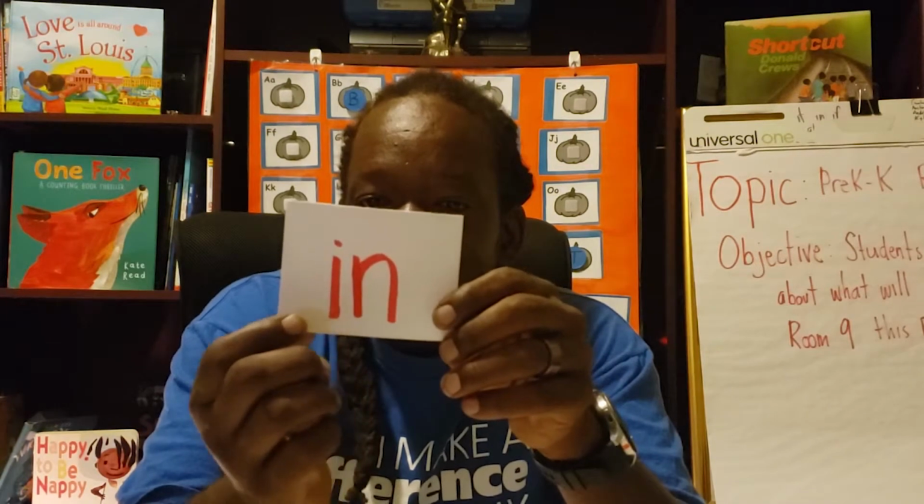What letter is this? I. N. Exactly, that is right. I-N. In. Exactly. So let's spell this word. And when we spell our words, what we're going to do is we're going to read it, then spell it, and then read it again. Are you ready? So here we go. Let's read the word. In. Let's spell the word. I-N. Let's read the word again. In.